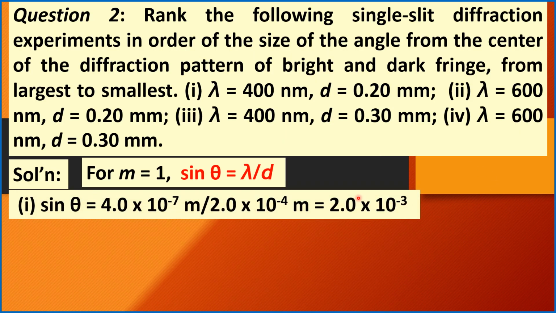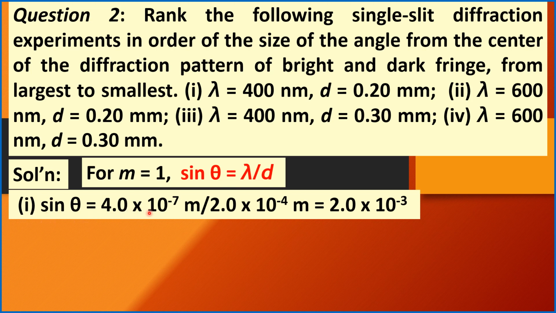So the idea is we will just determine the ratio of lambda over d, because that value of the ratio will also be equal to the sine of the angle theta. If the ratio is large, it follows that the value of sine theta is also large, and therefore the angle is large. So we start with case number 1.